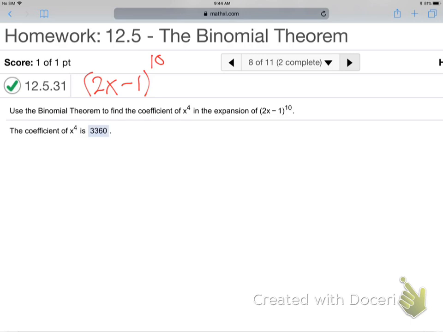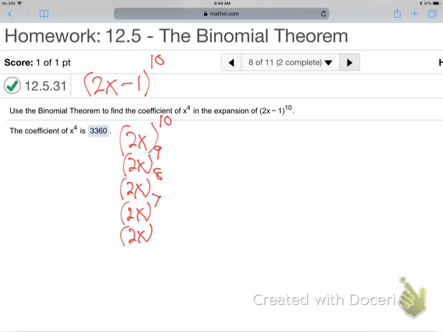So can you do that? Let me let you start. You know how to do it, right? First term, binomial, two terms, first term, second term. Give that a try. All right, how y'all doing? So grab the first one, this is the 2x. Start with the 10th power, 9th, 8th, 7th, 6th, 5th, 4th. Now that's the one I need, the 4th power one, because that's the one that's going to produce an x to the 4th term, which is what they want. So I don't need to go any further.